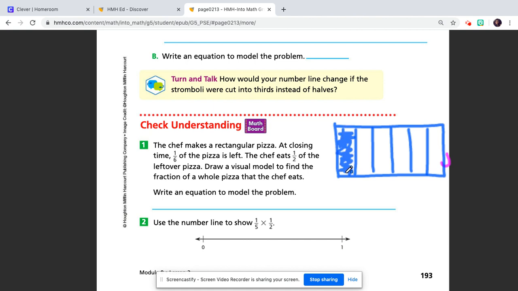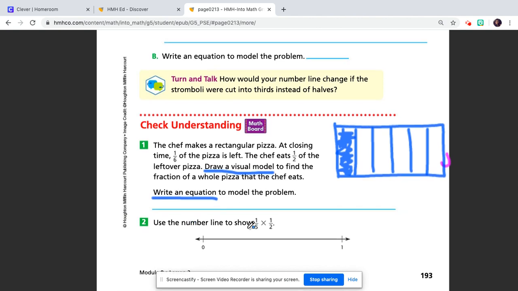So at the end of the day, again, the chef only eats half of this last piece. Okay. Draw the visual model. I started it for you. You still have to continue to show me how much half of this 1/6 is. And then it wants you to also write an equation. Okay. So there's 2 goals here. So we have to draw to find it out and then write my equation.